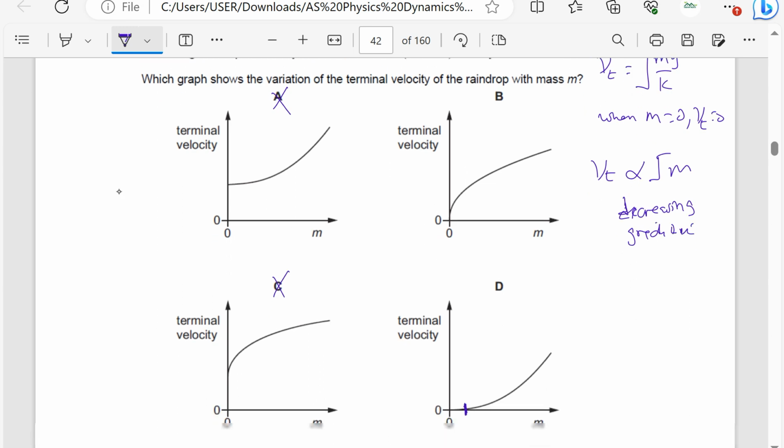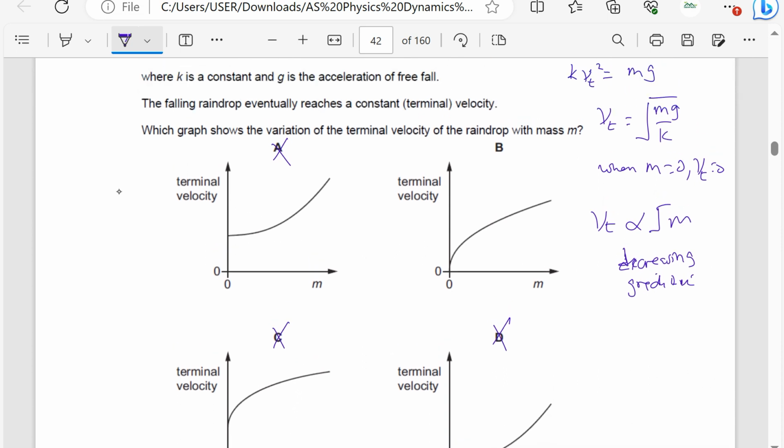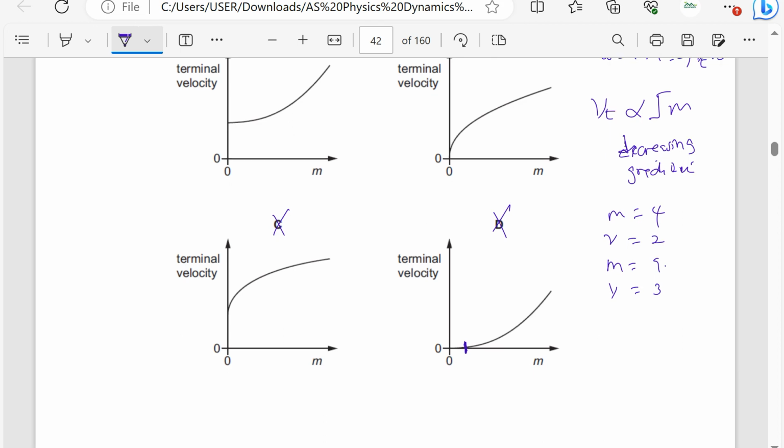D shows an increasing gradient, that's what makes it wrong. As m increases, if m is 4, v is going to be the root of 4, which is 2. So it is a decreasing gradient. So the answer is going to be B. I gave an example: if m is 4, v is going to be the root of 4, which is 2. If m is equal to 9, v is going to be equal to root of 9, which is 3. That is a decreasing gradient. So the answer is B, not an increasing gradient.